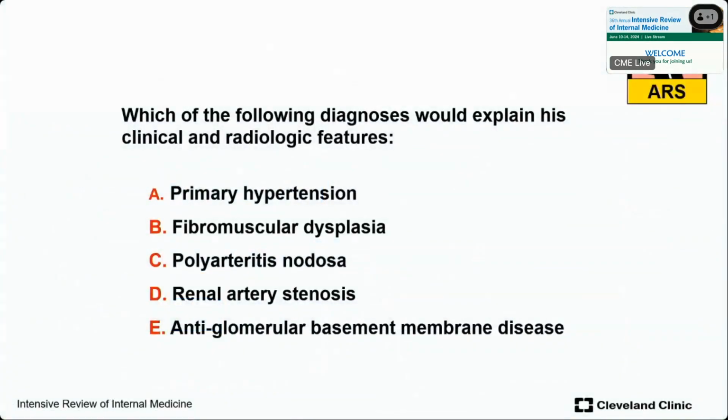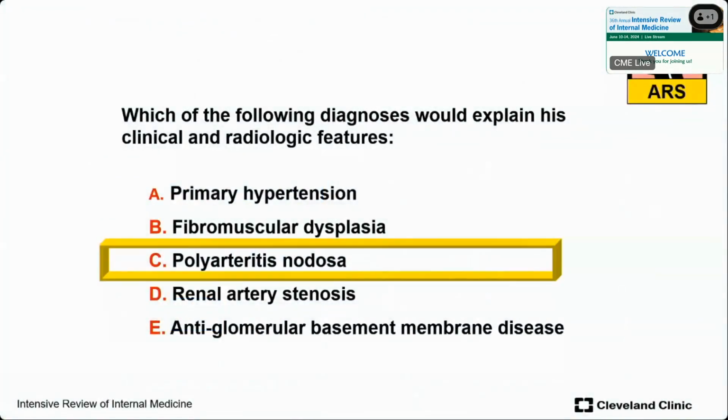And the answer I was looking for here was polyarteritis nodosa. Now, all of these have reference to the renal vasculature. And on the last slide, we were shown a picture of a renal arteriogram. And the real question is, where was this vascular abnormality occurring? And it was in the medium-sized vessel of the kidney.